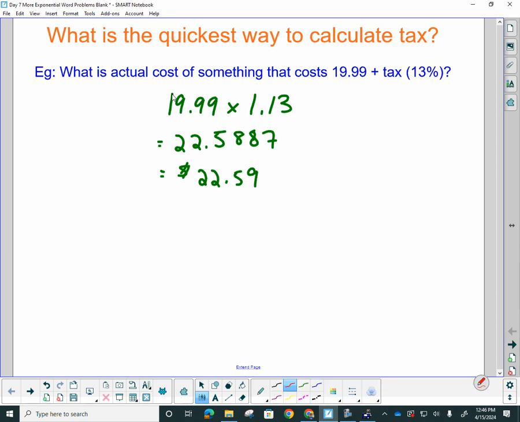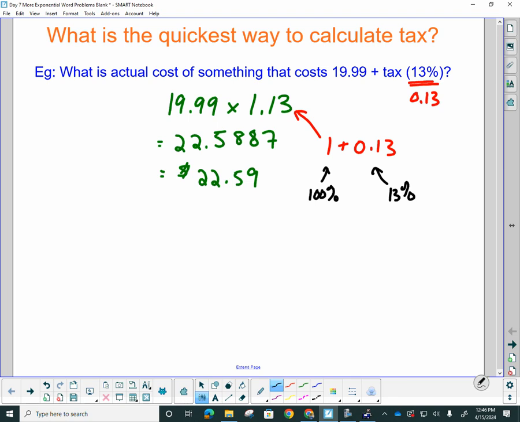Well, this is actually an exponential growth question. This 1.13 actually stands for 1 plus 0.13. If you're just calculating the tax, you would change 13% to the decimal 0.13 and multiply it by your $19.99, and that would get you your tax part. Your 1 part is actually your 100%. So the 1 is the actual price of it, the 100%, plus your tax, and that's your 13%.